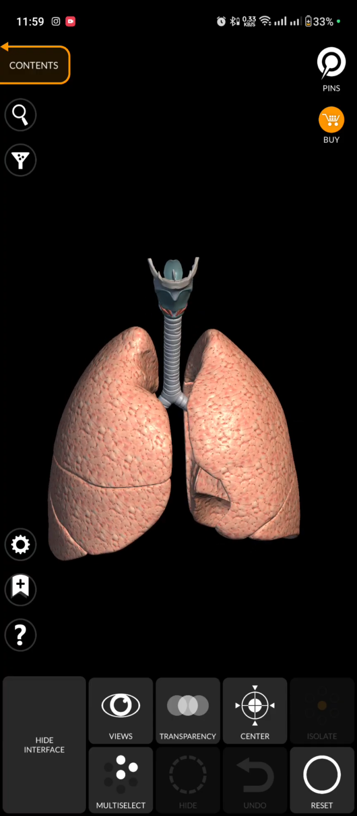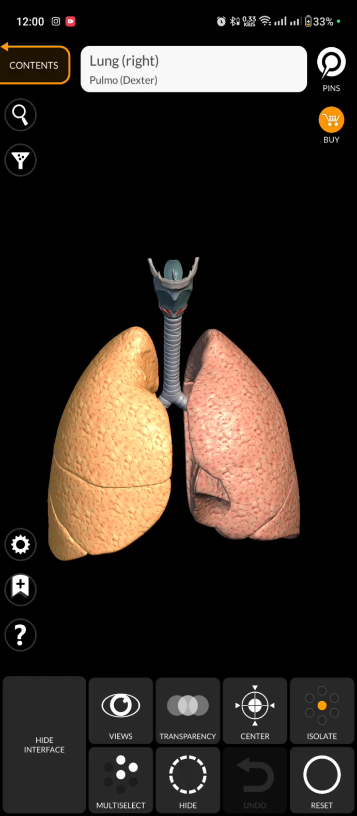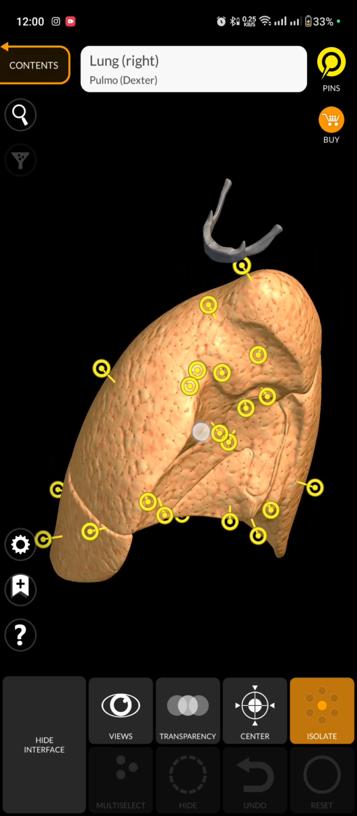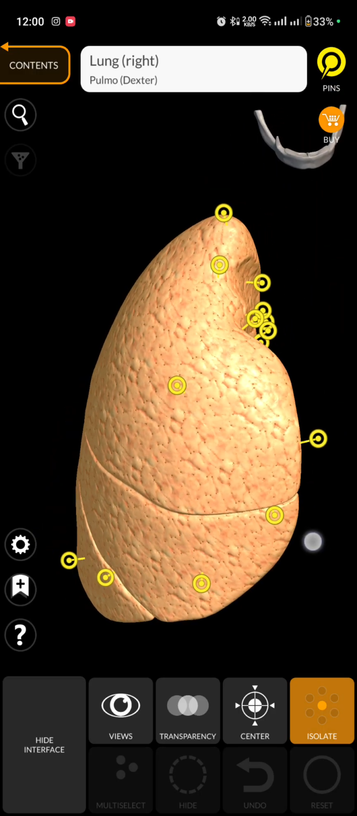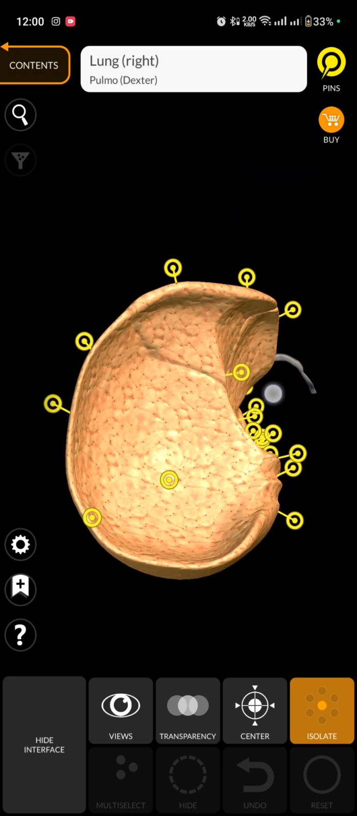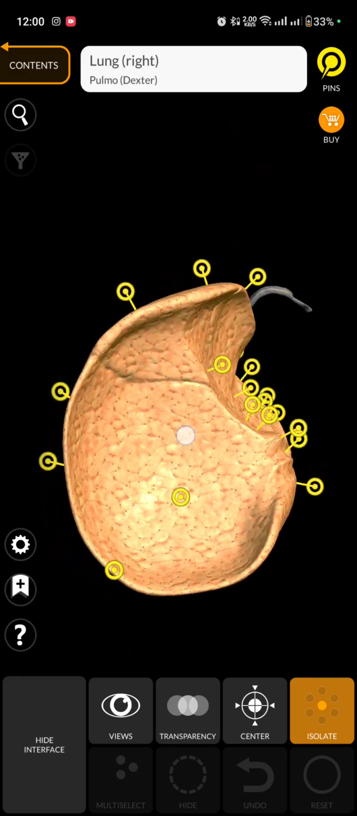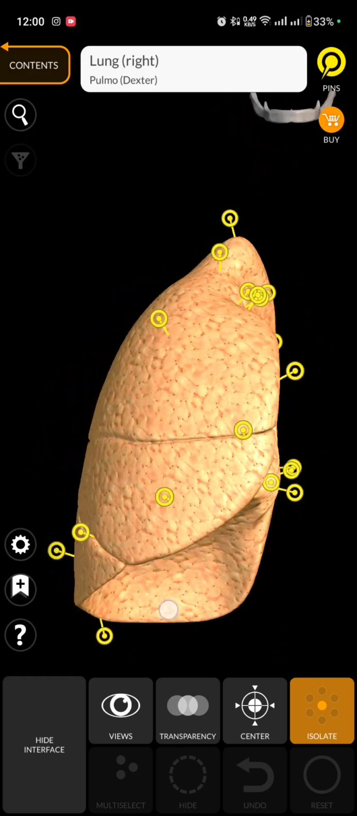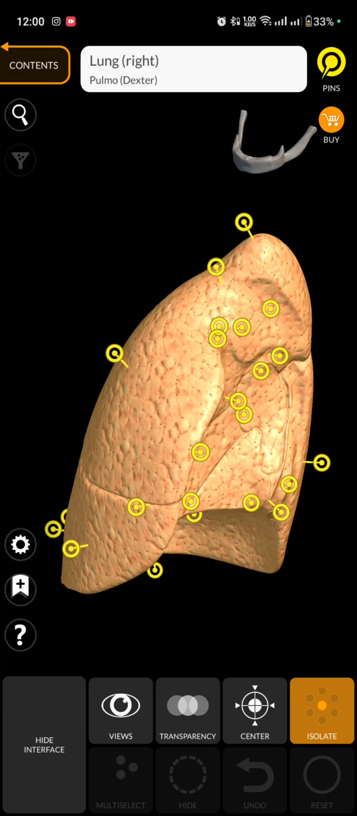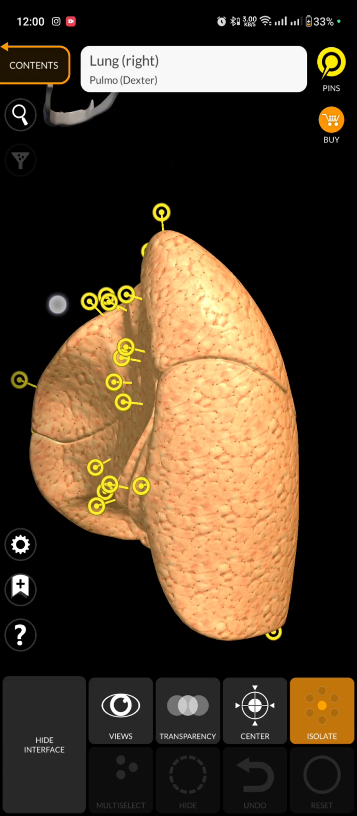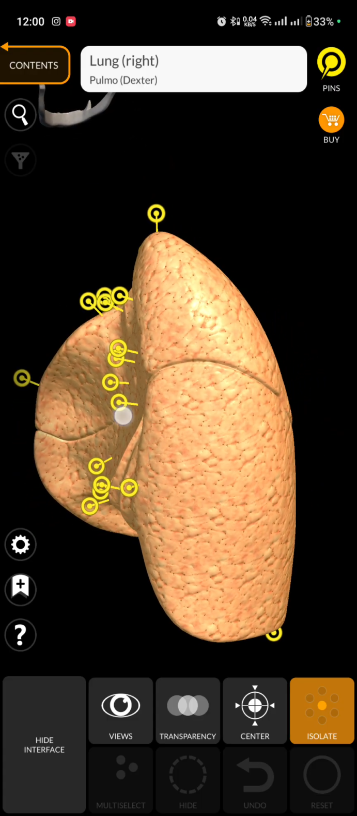Now, if we look at any lung, regardless of right or left, we will see that there is a conical apex. This conical apex is directed upwards, and there is the inferior border. This inferior border or diaphragmatic border is directed downwards. It is concave in shape, and it can also be said that it's comma shaped and is sharp, while the sharp anterior border is facing anteriorly and the round posterior border is facing posteriorly.